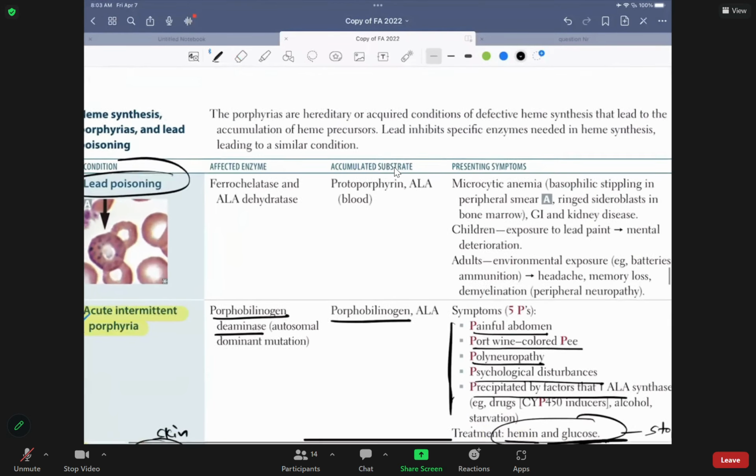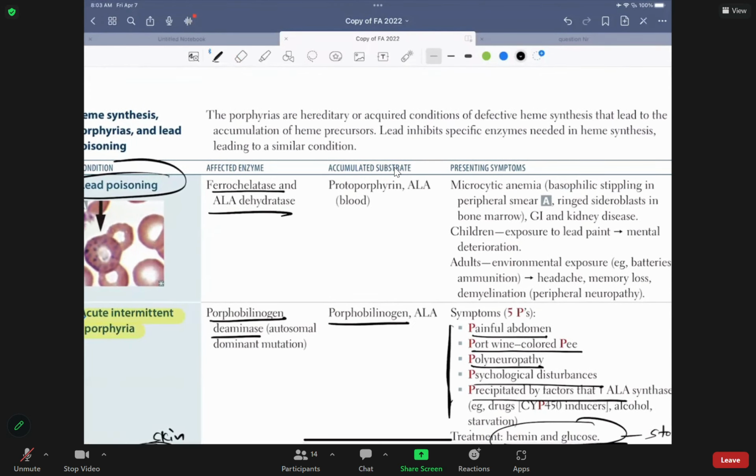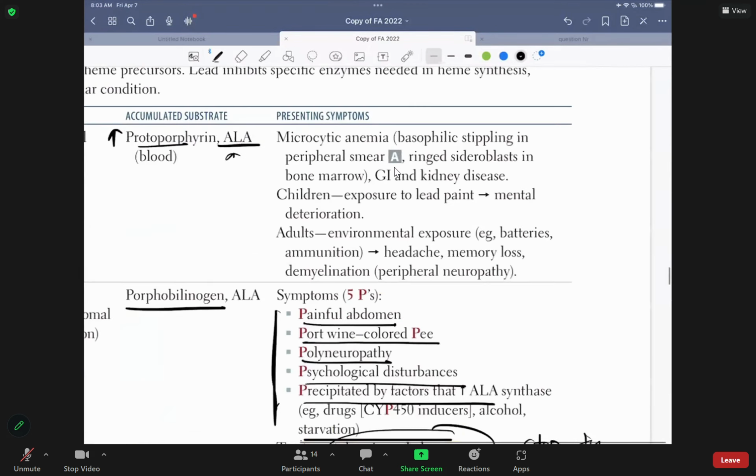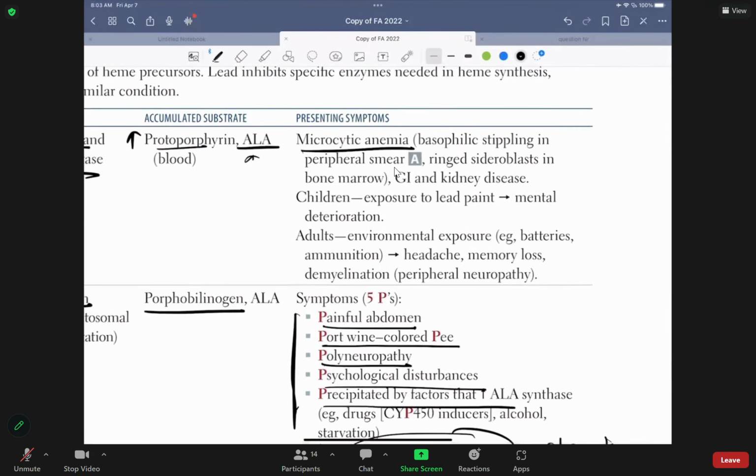Now you look at this, enzyme affected: ferrochelatase and ALA dehydratase. According to the enzyme, you will have material backing up. If it is ferrochelatase, you have more protoporphyrin. If it is ALA dehydratase, you have more ALA. Is that clear, folks? So that's lead poisoning. People get microcytic anemia. Highlight the words basophilic stippling. I'll talk about that in a moment. And it can affect the GI tract, kidney, everything.